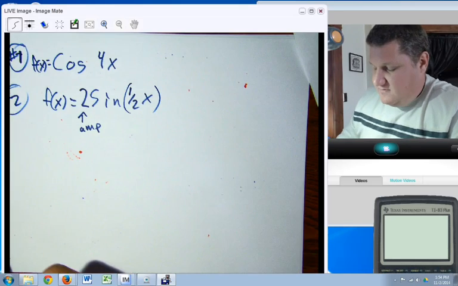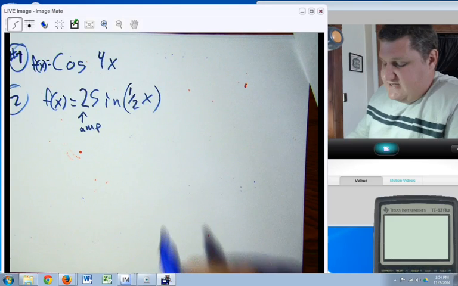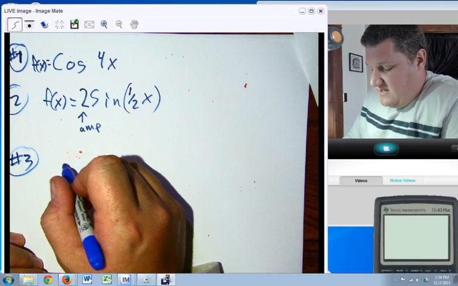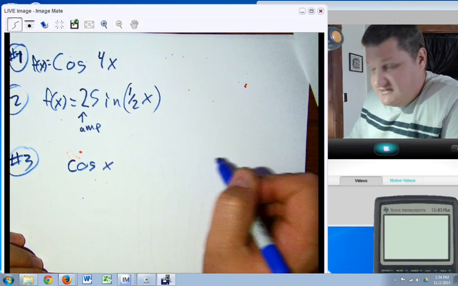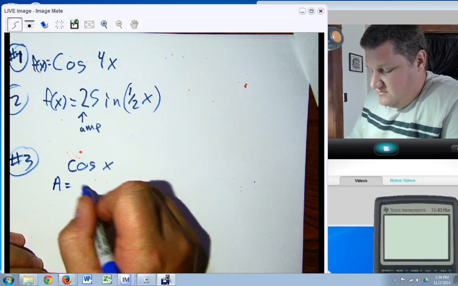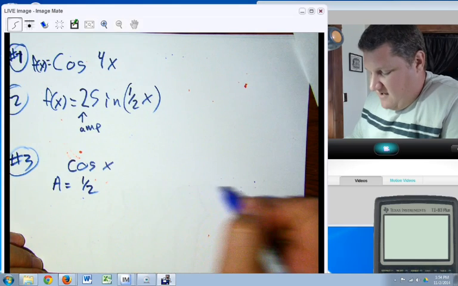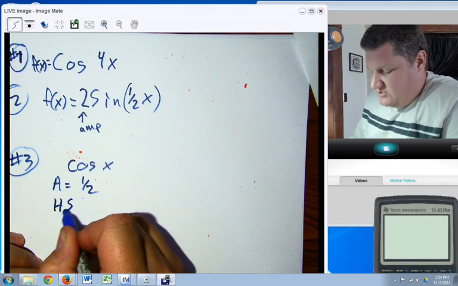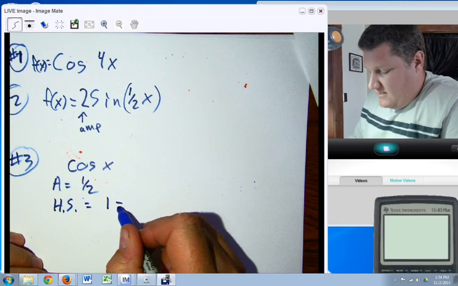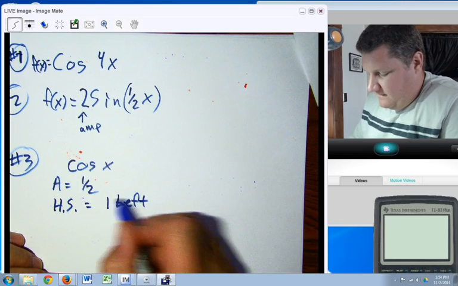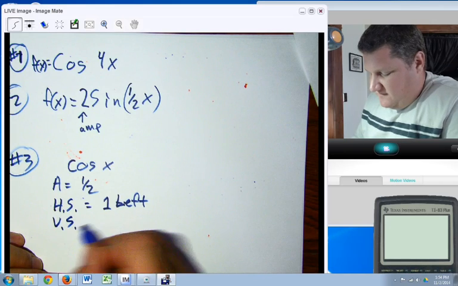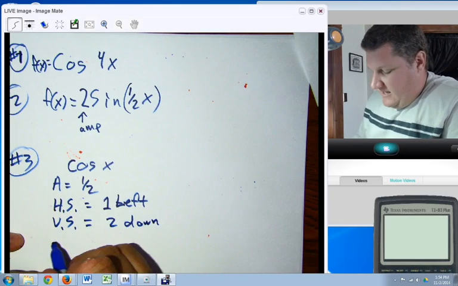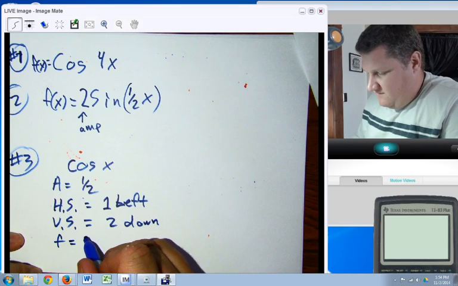All right. Now, on the other hand, let's say they give us some information. And let's do number 3. You must have this on your page. They give us that the cosine of x is the parent, that the amplitude equals 1/2, which means it's going to be half as tall, that we have a horizontal shift of 1 left, and let's do a vertical shift of 2 down. And let's do a frequency of 2.